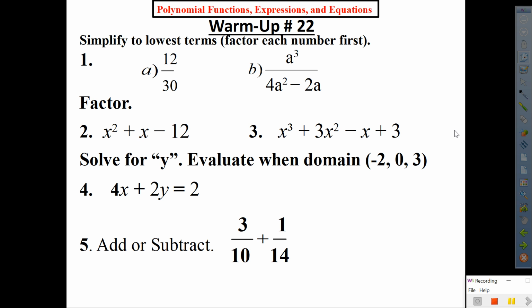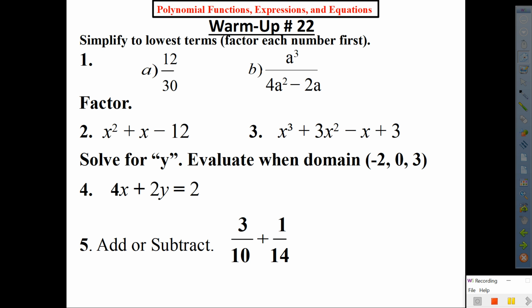Warm-up number 22 is on the screen. For number 1, parts A and B read: simplify to lowest terms. Make sure you factor each number first. Part A reads 12 over 30. Part B reads a cubed over 4a squared minus 2a.